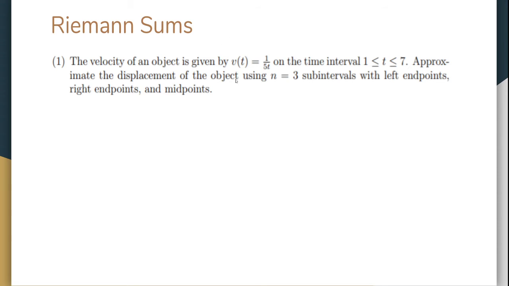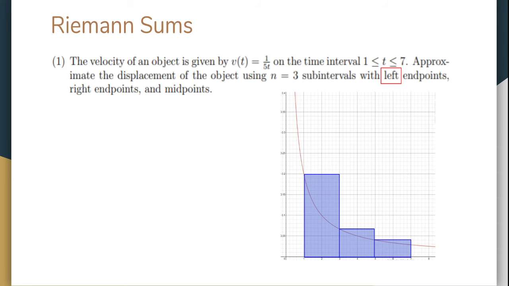Anyways, we're doing this using 3 subintervals with left, right, and midpoints as our starting points. So I go ahead and give this graph here. In general with Riemann sums, I know you can't always visualize them, but I think it's good at the beginning to think about what you're actually doing with these Riemann sums. You're literally just approximating the area under this curve using these boxes.